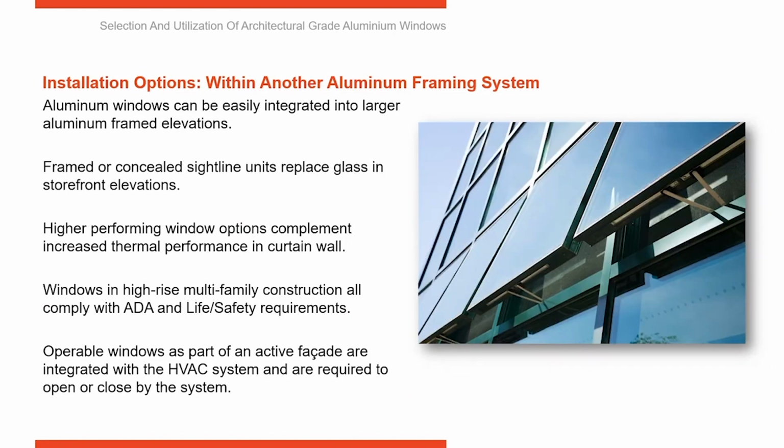Here's a large curtain wall elevation that has concealed vents that project out. So with a concealed vent, when the window's closed, the sight line is all concealed to the inside and the glass is flush with the adjacent fixed units. You don't see the operable units until they're projected out to the exterior.